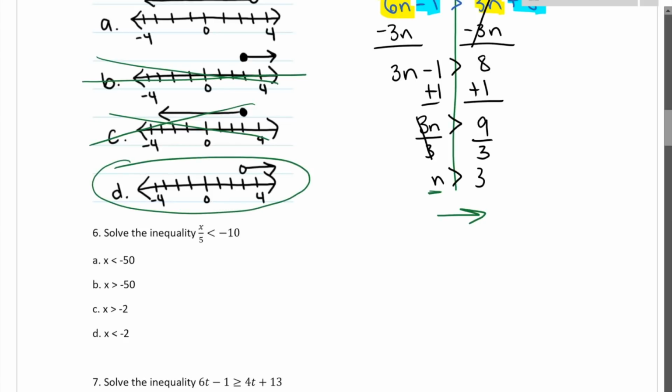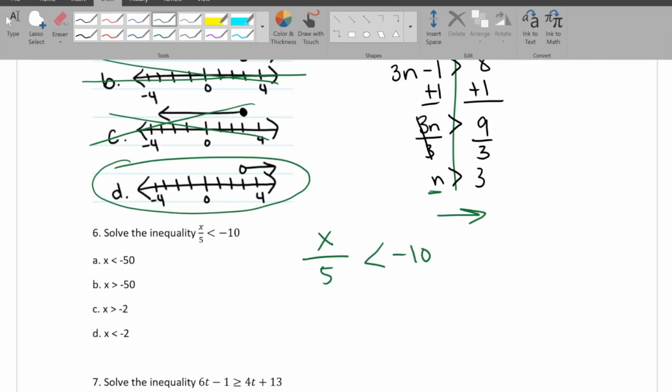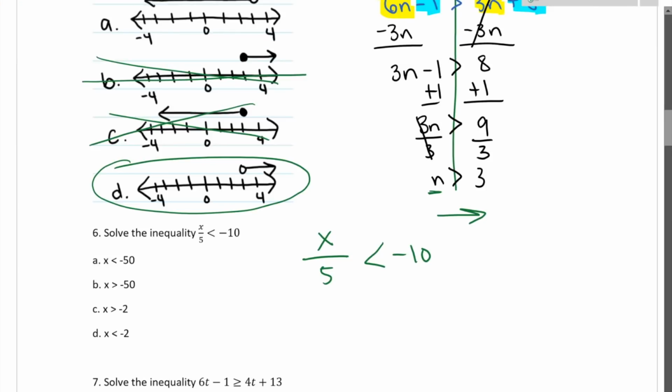Solve the inequality x over 5 is less than negative 10. Very simple problem. All we are doing is trying to get x by itself, and currently x is being divided by 5. So how do I get rid of the 5? Do the inverse operation. The inverse of division is multiplication.